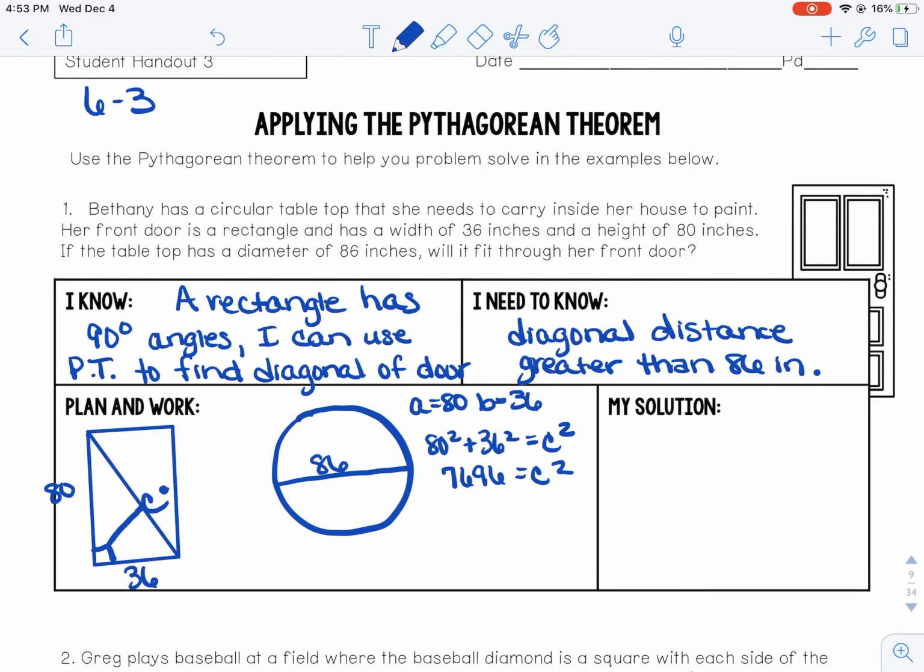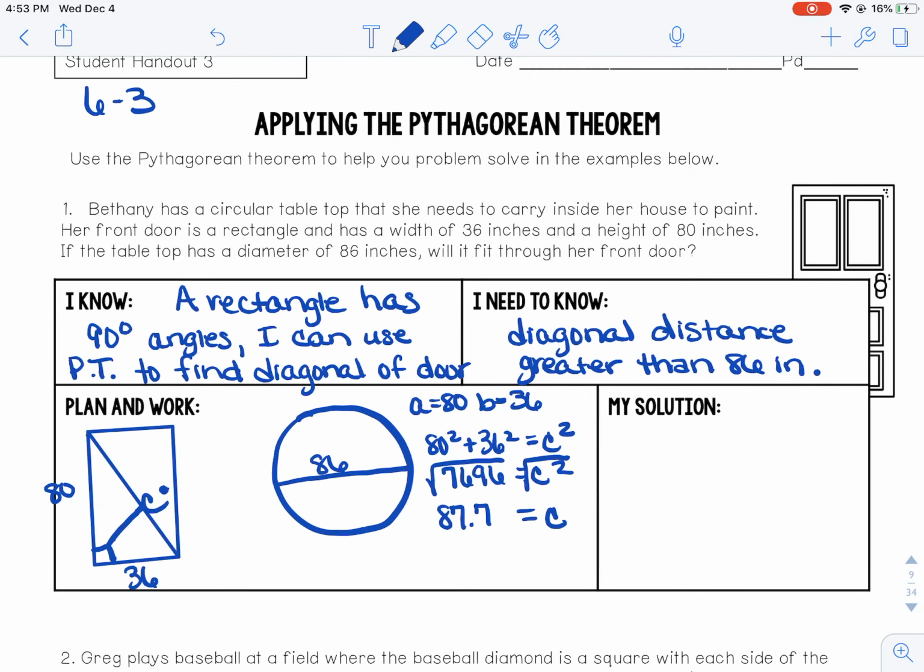Okay, and we know that number is too large to be the diagonal distance of the door, and that's because it's squared. So as I asked someone in second period today, or third period today, what's the opposite of squaring something? And he said unsquaring. So what button do we use to unsquare something? It's called the square root button. So the opposite of squaring something is to square root it. So the square root of C squared is C, and the square root of 7,696 is approximately, once we round, 87.7 inches.